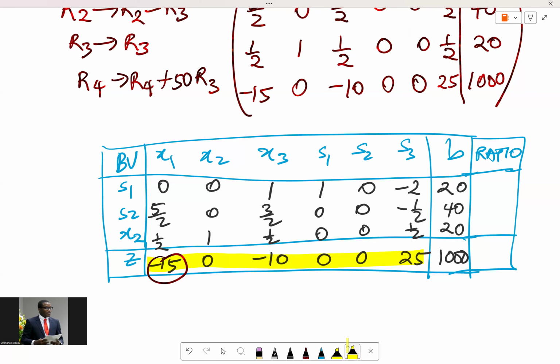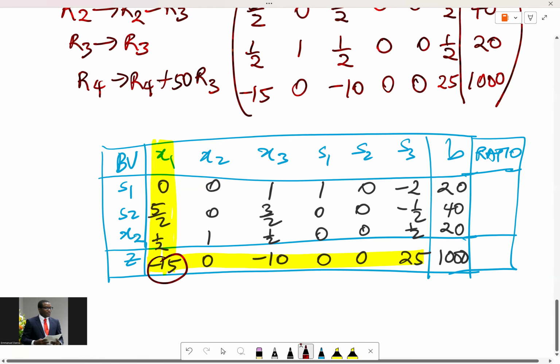it simply tells you that X1 now is coming to replace something. What is it coming to replace? We don't know yet until we do the ratio check. So X1 now is coming to replace one of the basic variables. To know what exactly it is going to replace, we go for the division.